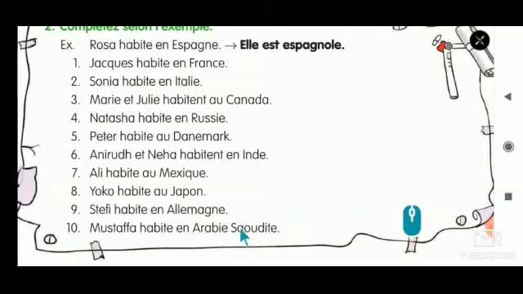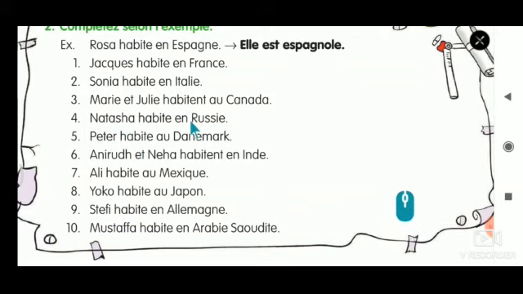So this you do as a homework, and I will ask this in the online test. Either exercise number 1 or exercise number 2 I will ask in the online test. So this is a very simple thing. If you have the map, the nationality page, this one is very easy. I'll just do a few more with you. Marie et Julie habitent. Okay, I finished that.